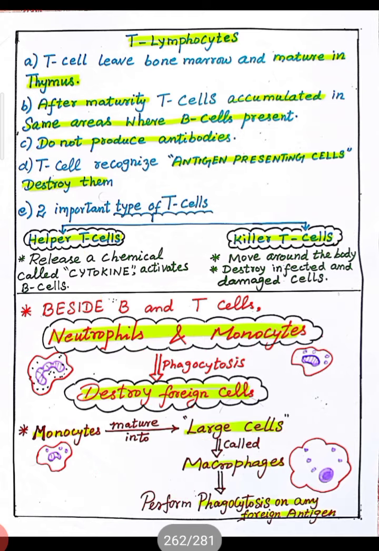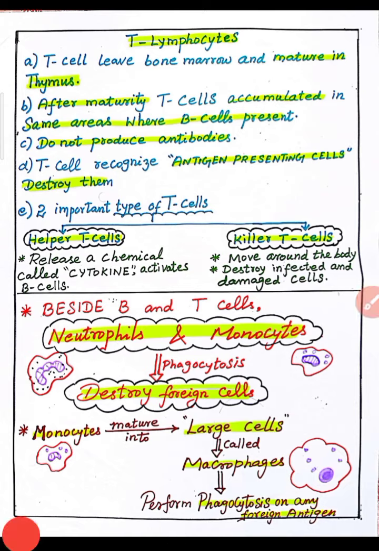Second one, the killer T cell moves around the body and destroys infected and damaged cells. It moves all around our body, and then it destroys damaged cells and infected cells. Yes, got it?